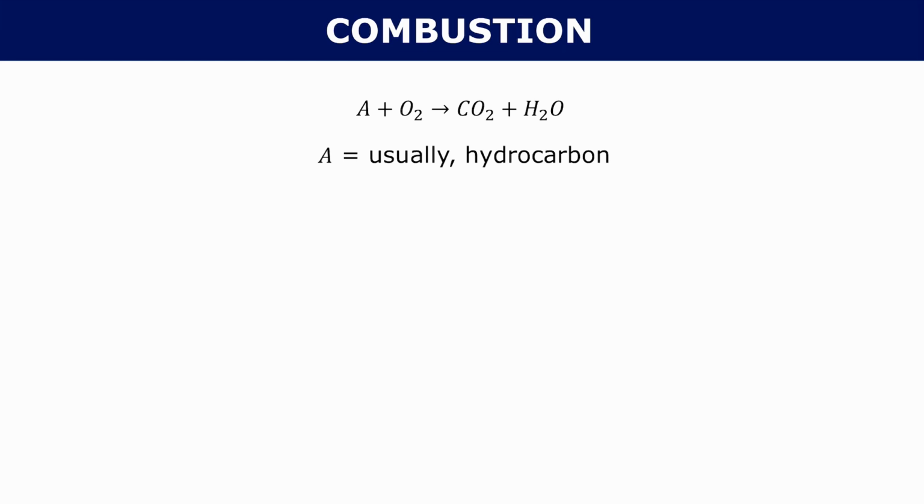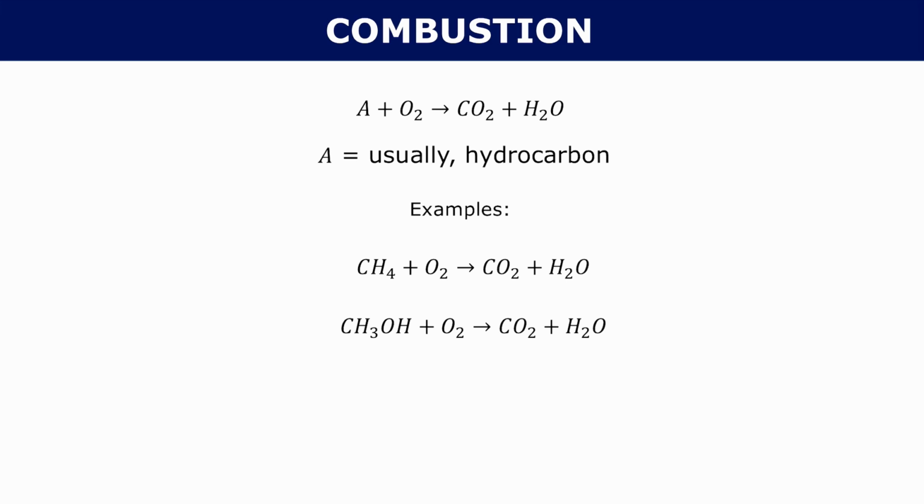In a combustion reaction, you have something, A, and A is usually a hydrocarbon, and it's reacting with oxygen to produce carbon dioxide and water. For example, you have methane reacting with oxygen to produce carbon dioxide and water. This is the reaction that happens in stoves. So you have CH4, which is natural gas, and it reacts with the oxygen to produce carbon dioxide and water. And also, as a byproduct, you have a lot of heat that's also being generated here. So that's what's used to power stoves.